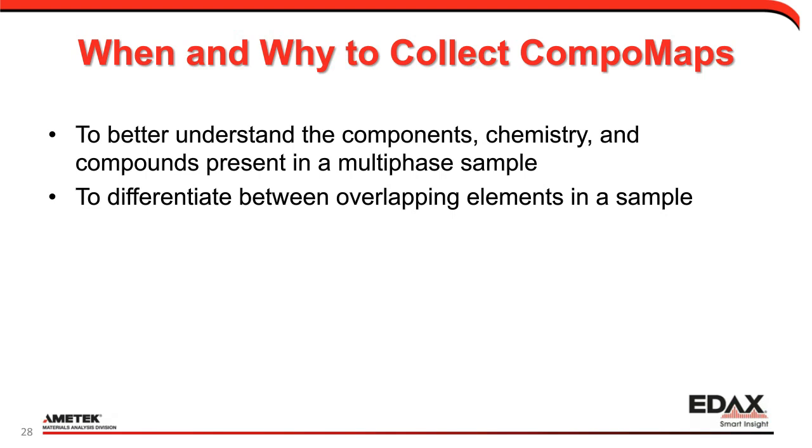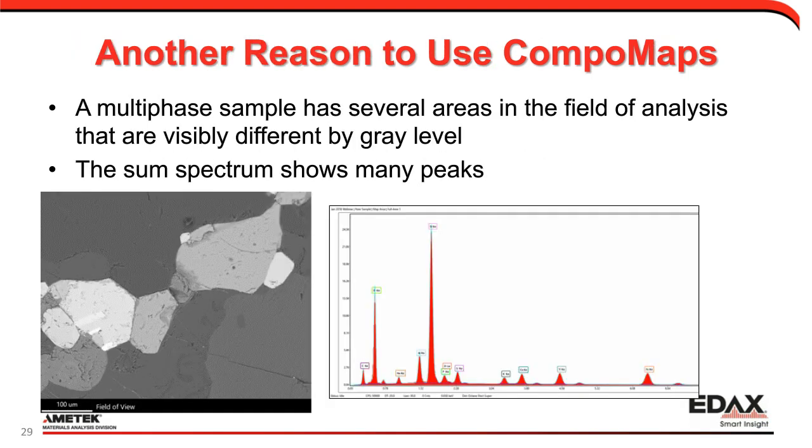So as we started off, we said we could better understand our components, our chemistry, and the compounds present. And now I'd like to use a different aspect of the sample to differentiate between overlapping elements in the material. So back to the same field of view again, and back to the same sum spectrum. So again, multi-field area. Some of those gray levels really kind of look similar, don't they? You can see several gray areas, gray levels. Might lead you to believe that anything that's the same gray level is the same composition. Not always so.